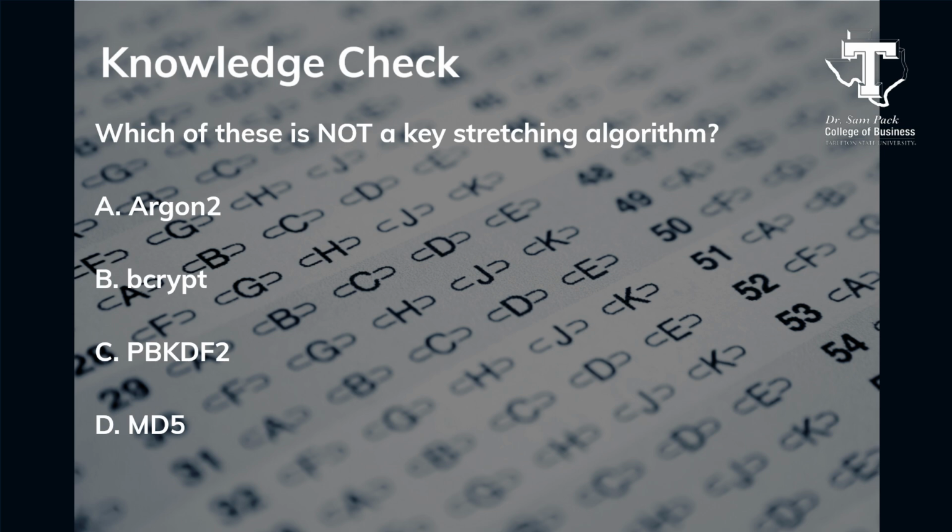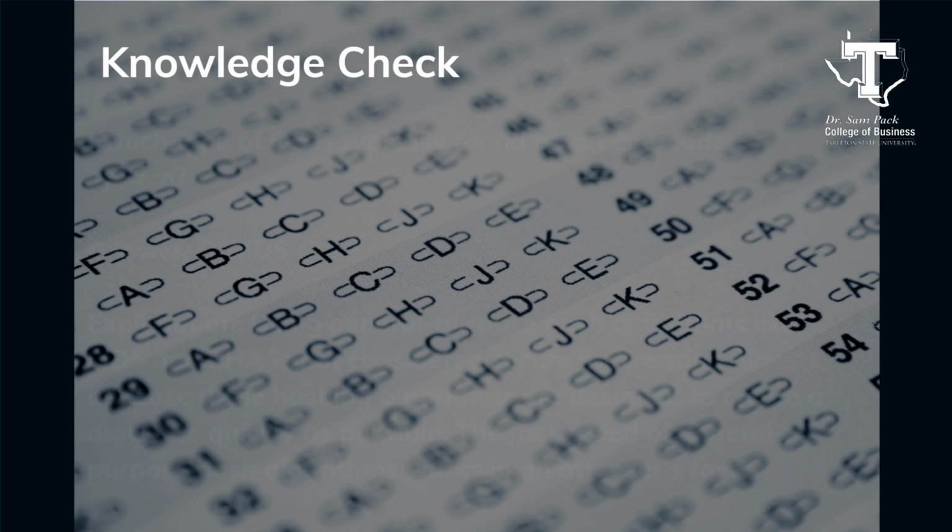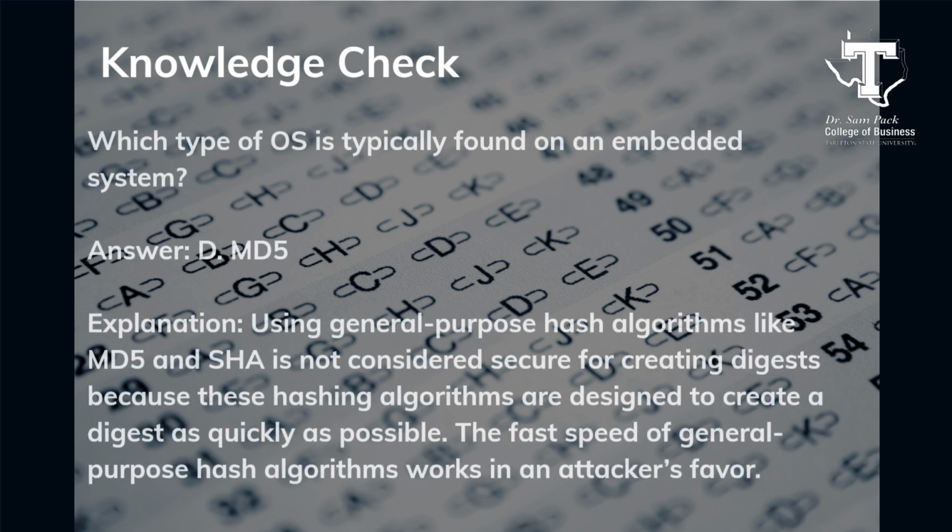PBKDF2. D. MD5. Answer: MD5. Using general-purpose hash algorithms like MD5 and SHA is not considered secure for creating digests because these hashing algorithms are designed to create a digest as quickly as possible. The fast speed of general-purpose hash algorithms works in an attacker's favor.